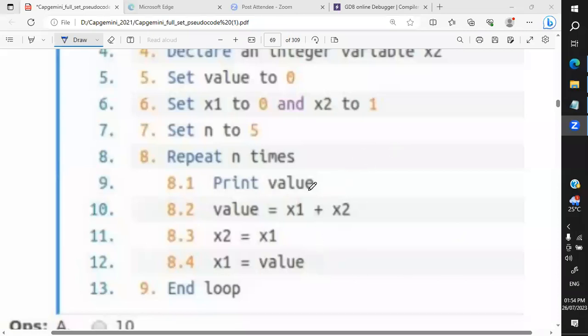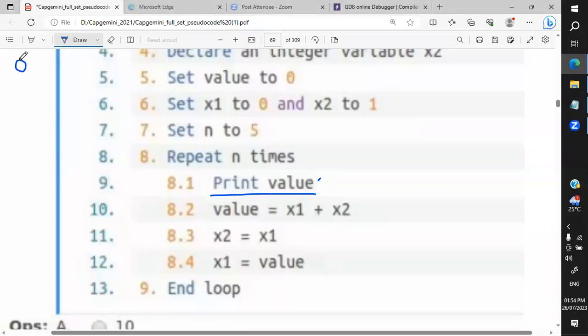It is mentioned here, print value. We are printing a variable called value. Check that. I think you missed that statement, Sai. We are printing the value. Okay, just see that, everyone. It's a Fibonacci series question. Now, first, initially value is 0, x1 is 0, x2 is 1. Okay, n is running for 5 times. Now, print value. What is the first value? 0. So, the first output I get is 0.